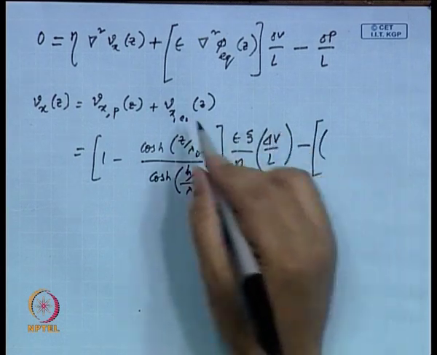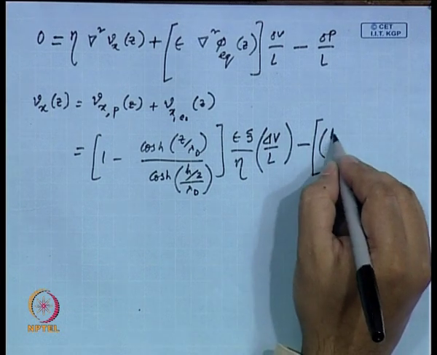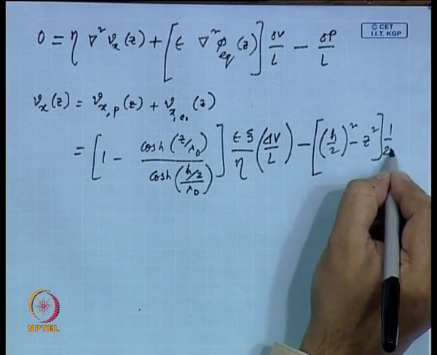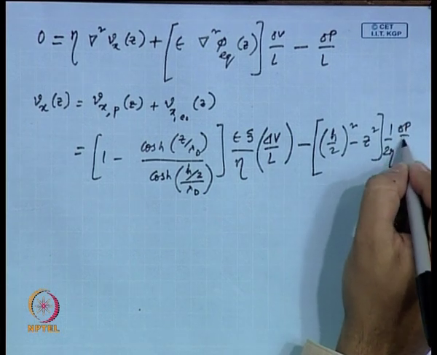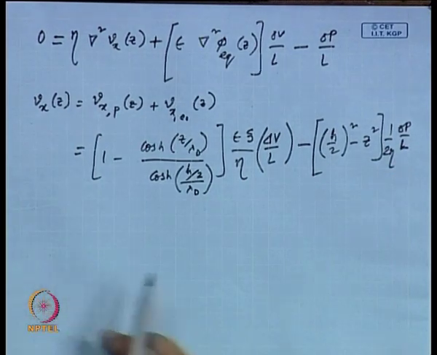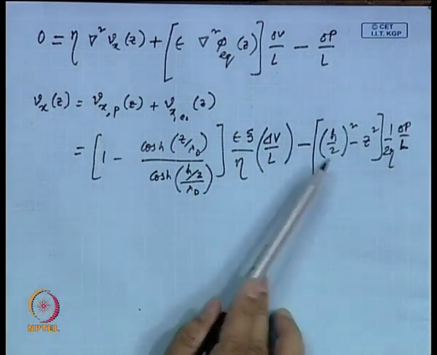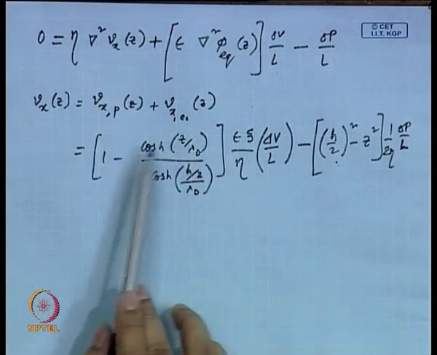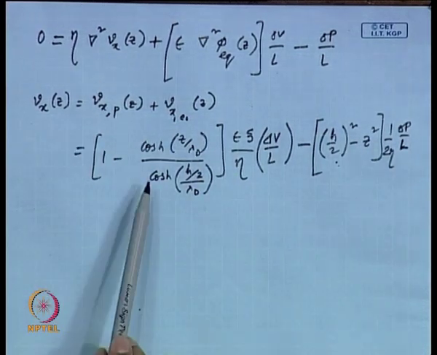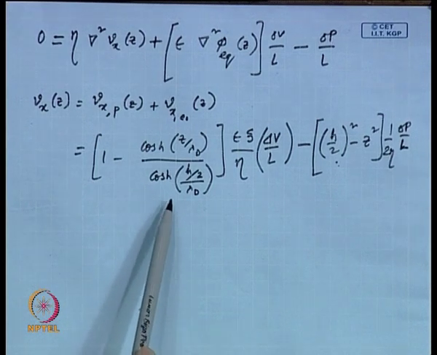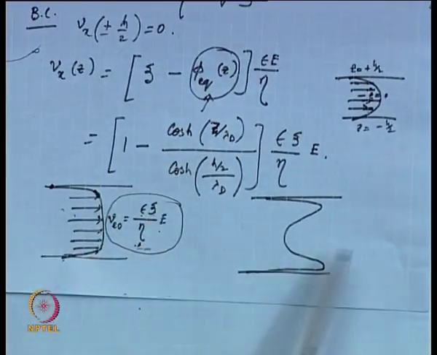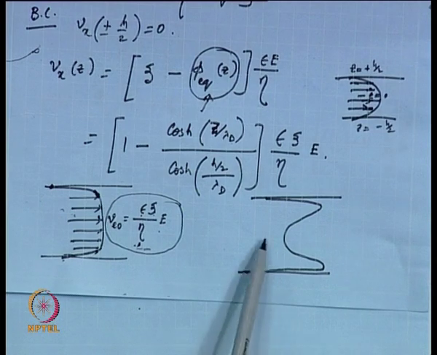Minus this part, which is the pressure component: (h/2) whole square minus z square, times 1 by 2 eta, times delta P by L. So, this is the component arising from pressure, and this is the component arising from electro-osmotic velocity, and this is the combined Vx(z). If this Vx(z) is plotted, you will get the profile which we have shown here.